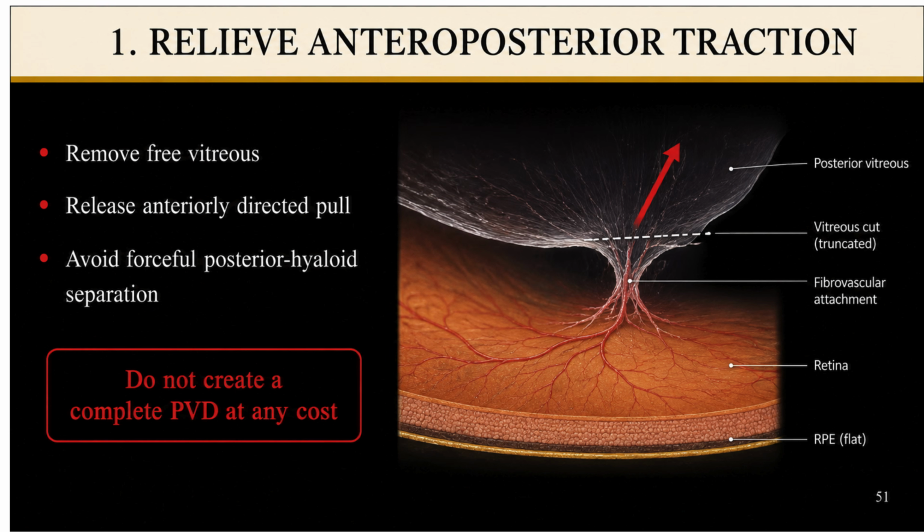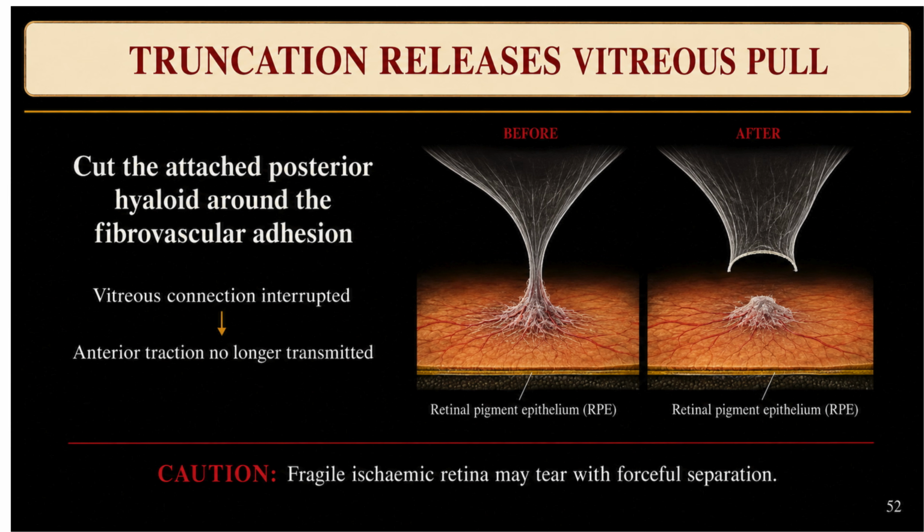Relieving the anterior-posterior traction. In many eyes with TRD, the posterior vitreous has separated in some areas, but it remains firmly attached at the sites of fibrovascular proliferation. These remaining attachments act like tight bands between the vitreous and the retina. Movement or contraction of the vitreous can therefore pull the attached retina forward. The surgeon therefore removes the free vitreous and releases these anteriorly directed forces as safely as possible. However, the posterior hyaloid should not be forcibly pulled away from the areas where it is tightly adherent to the fibrovascular tissue.